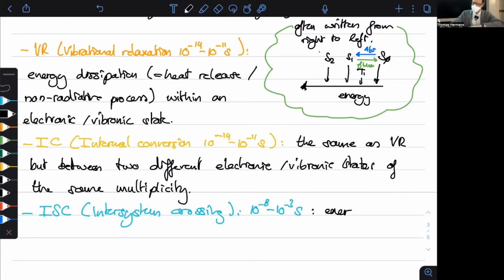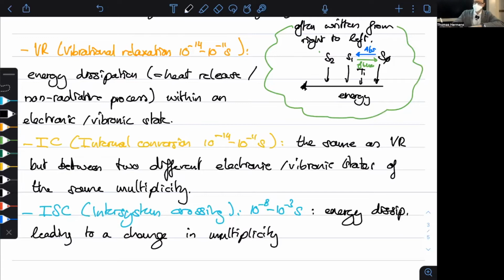Its energy dissipation, leading to a change in multiplicity. So for example, singlet to triplet. Okay.